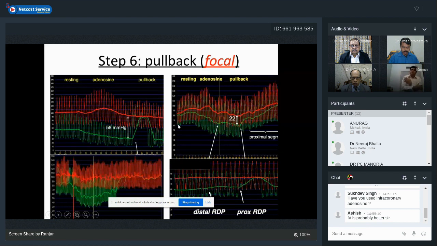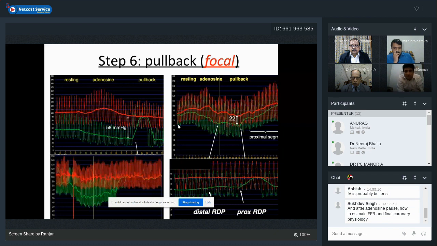Pullback is very interesting, and it's very useful when we look at multiple blocks. It helps identify which of the blocks is significant. We have some examples of that here. You realize that the distal pressure is low, and as you pull up, you can see a step up, and you can look at that step-up change. For example, in this case, the distal to proximal pullback pressure gradient was 22, and there is still some residual stenosis even in the proximal lesions.